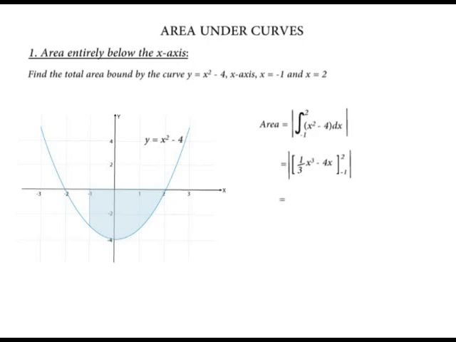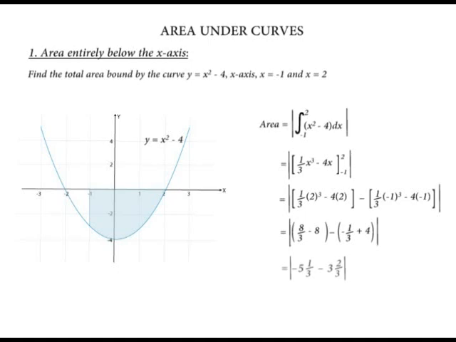To get the definite integral, we substitute in the limits and then subtract the upper substitution minus the lower substitution. So we have a third times 2 cubed minus 4 times 2 in one bracket minus a third times minus 1 cubed minus 4 times minus 1. That gives us 8 over 3 minus 8 minus a third plus 4. That gives us minus 5 and a third minus 3 and 2/3. That will give us a total of minus 9. We take the absolute value and we get 9 square units.